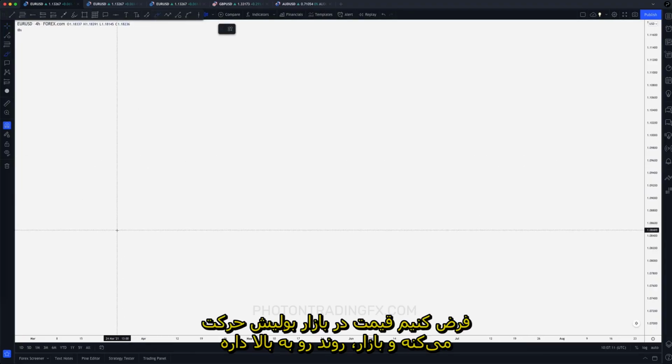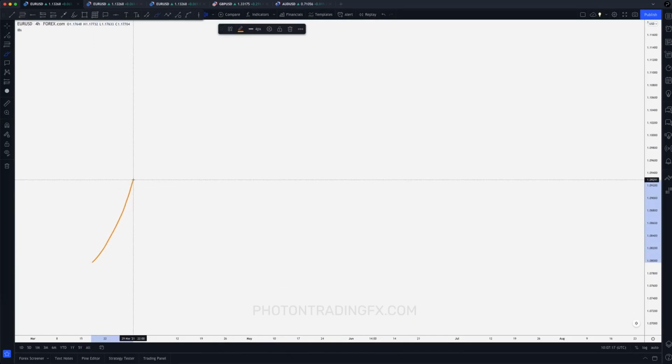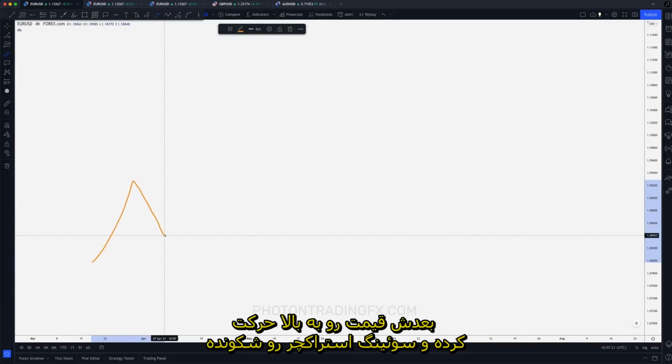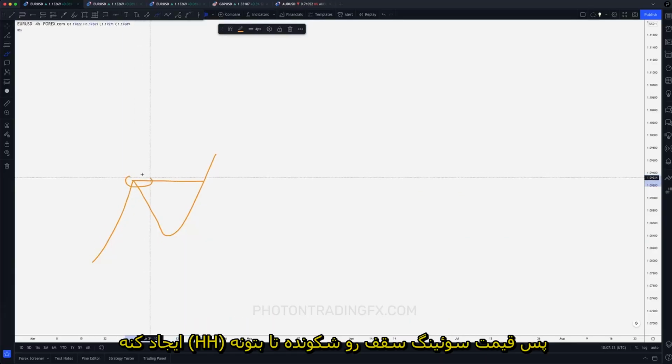So let's say price is in a bullish market and it is trending to the upside. So price makes a swing high. It pulls back to potentially form that swing high low, right? But it's only once price moves to the upside and it actually breaks swing structure, so it breaks this swing high, this is what we call a BOS. Okay, we refer to BOS as the break of swing structure. So price breaks this swing high to now form a higher high.